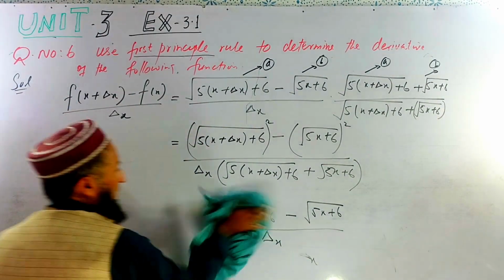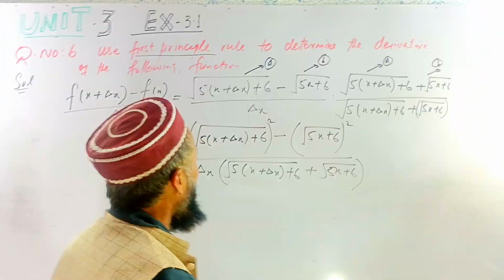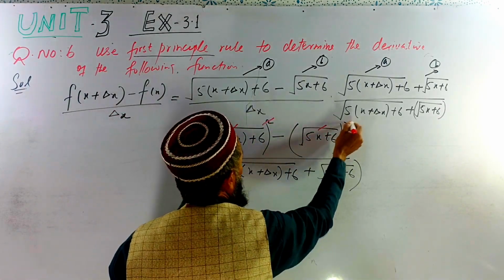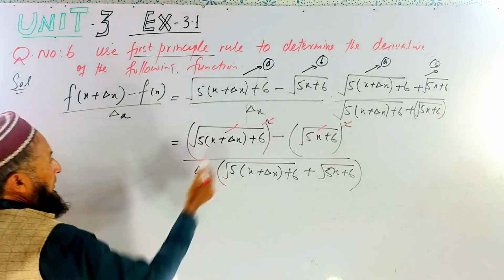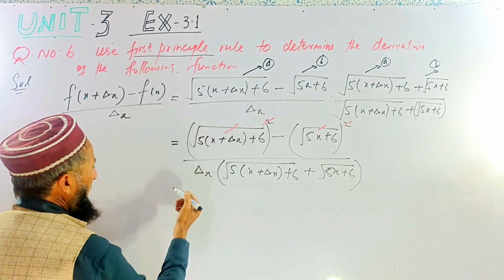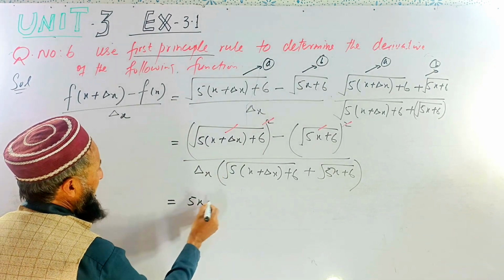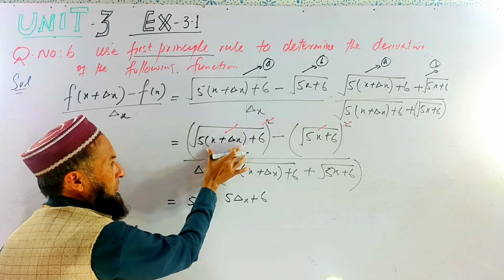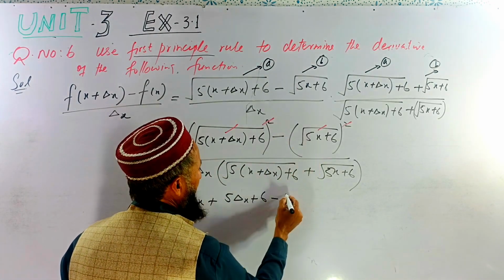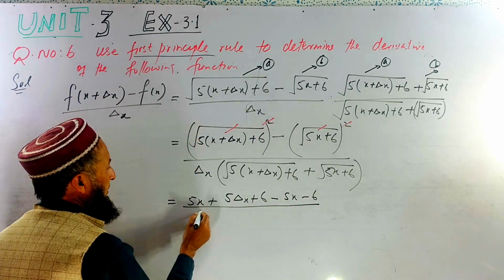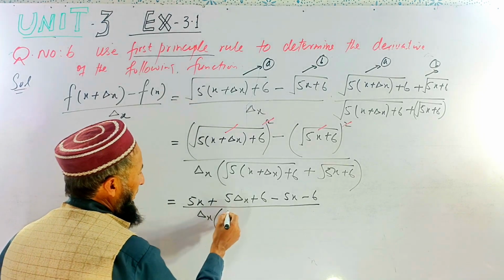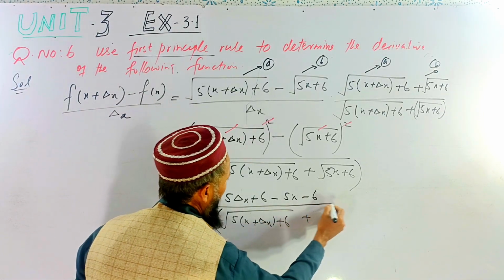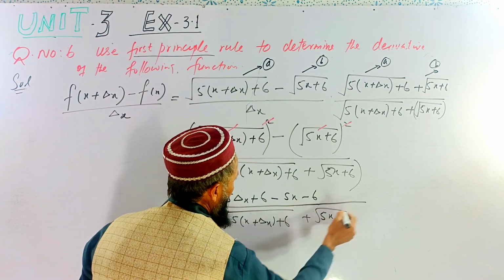Now we simplify further. The square root and the square are cancelled against each other. So now we get 5x, and we multiply the 5 also, opening the bracket: 5x plus 5 delta x plus 6. This 5 multiplies these two terms. Similarly, we multiply the minus: minus 5x minus 6, divided by delta x into the square root of 5x plus delta x plus 6, plus the square root of 5x plus 6.